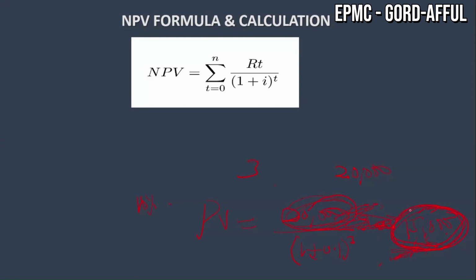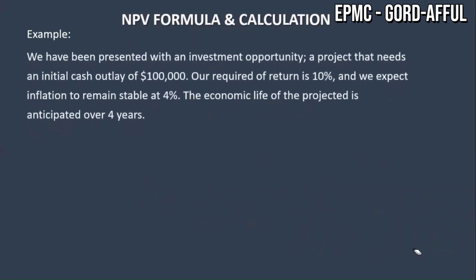All right, so great. Those of you who are working these ones out will be good. I've seen questions on this. Let's look at an example here. You have been presented with an investment opportunity, a project that needs an initial cash outlay of $100,000. Our required return is 10%. So this is more like the interest rate. And we expect inflation to remain stable at 4%. So there's a combined effect. They are adding inflation, they are adding the interest rate, all of them put together. The economic life of the project is anticipated over 4 years, so running over 4 years.